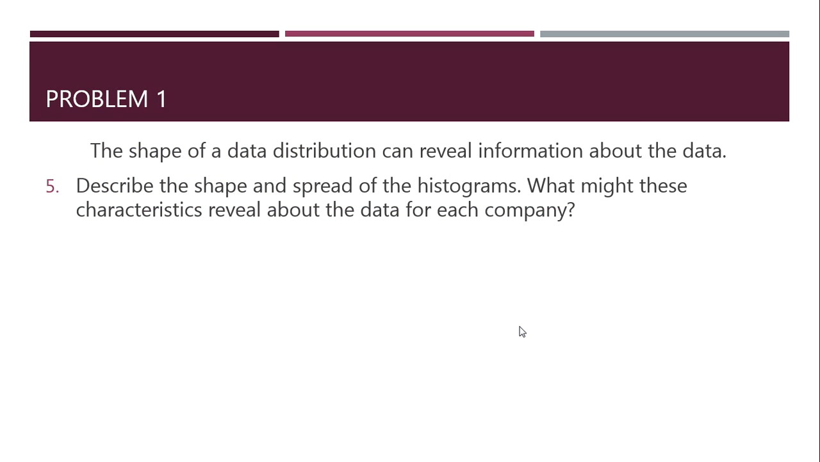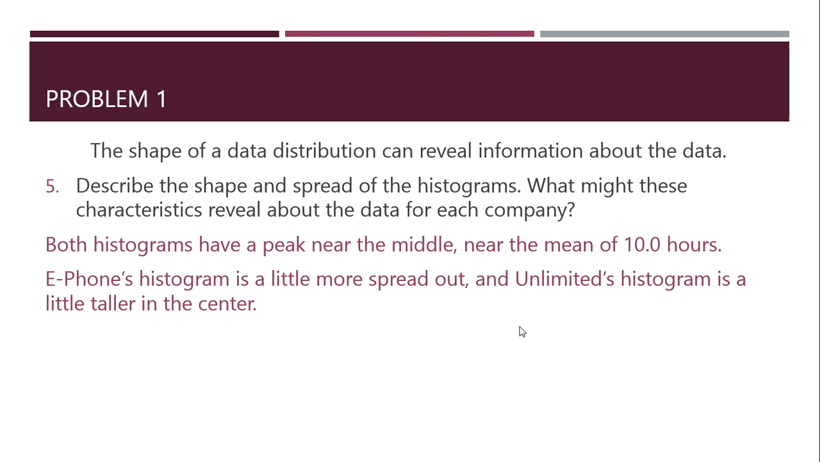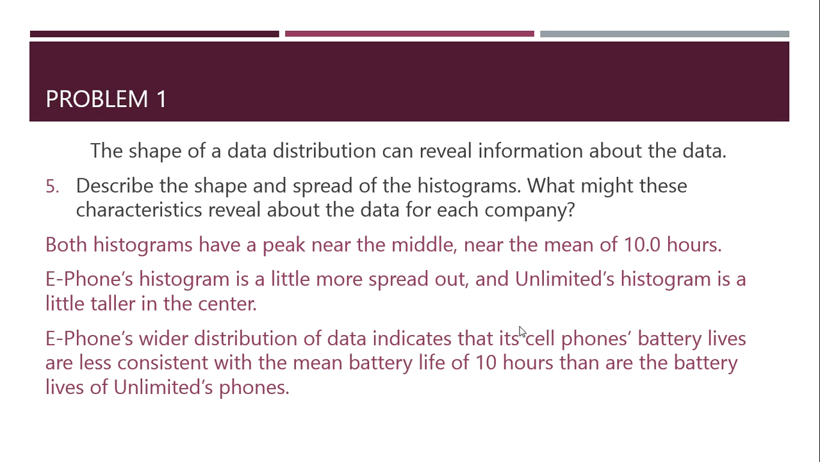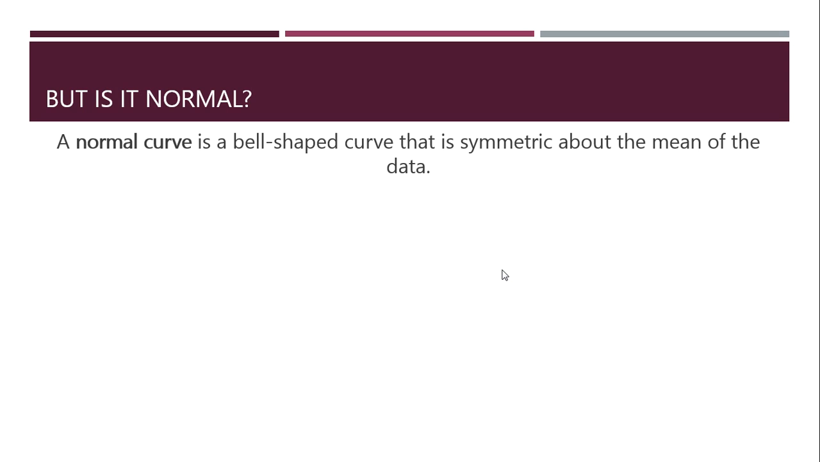We kind of ended off with this last time with our histograms that we'd made, and we talked about how we noticed that on ePhones and on unlimited phones that they both had a peak near the middle, right near that mean of 10 hours, and we noticed that ePhone was a little more spread out and unlimited was a little tighter and a little taller in the middle. So it seemed to us that ePhone was a little less consistent with their battery life, whereas Unlimited was a little more consistent, and that both of those histograms appeared to be pretty symmetric. Kind of started low, came up in the middle, went down low on the other end. We call this a normal distribution.